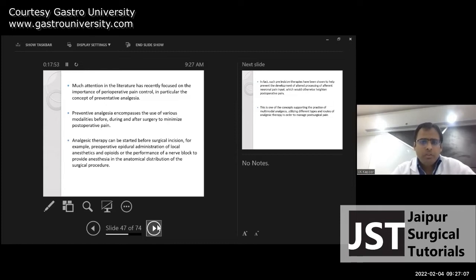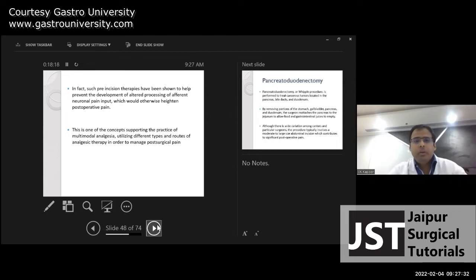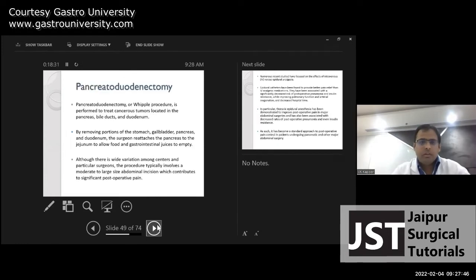Preventive analgesia encompasses the use of various modalities before, during, and after surgery to minimize post-operative pain. Analgesic therapy should be started before surgical incision. For example, pre-operative epidural administration of local anesthetic and opioids, or performance of a nerve block to provide anesthesia in the anatomical distribution of the surgical procedure. In fact, such pre-incision therapies have been shown to prevent the development of altered processing of afferent neuronal pain input, which would otherwise heighten the post-operative pain. This is one of the concepts of multimodal analgesia.